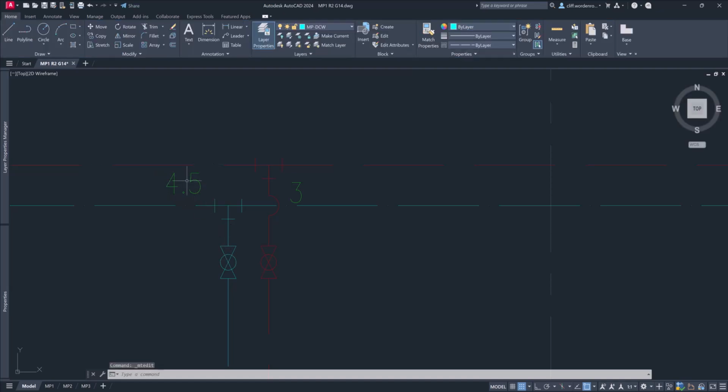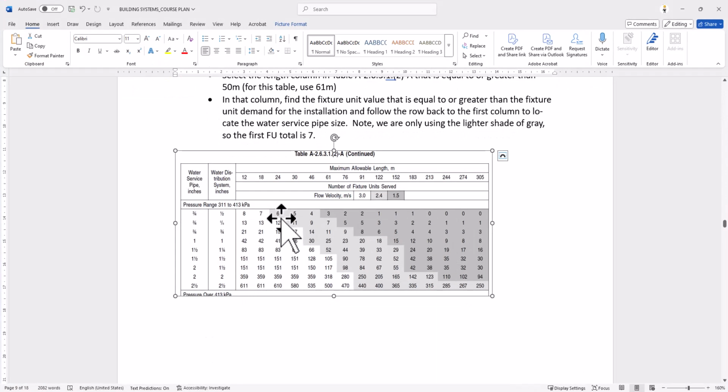Okay, so this is a 4.5. So we have 1.5, 3, and 4.5. So this pipe here is a 1/2 inch. This pipe here is a 1/2 inch. This pipe here, 4.5, again, we go back to our table, is less than 6. It will be a 1/2 inch as well.